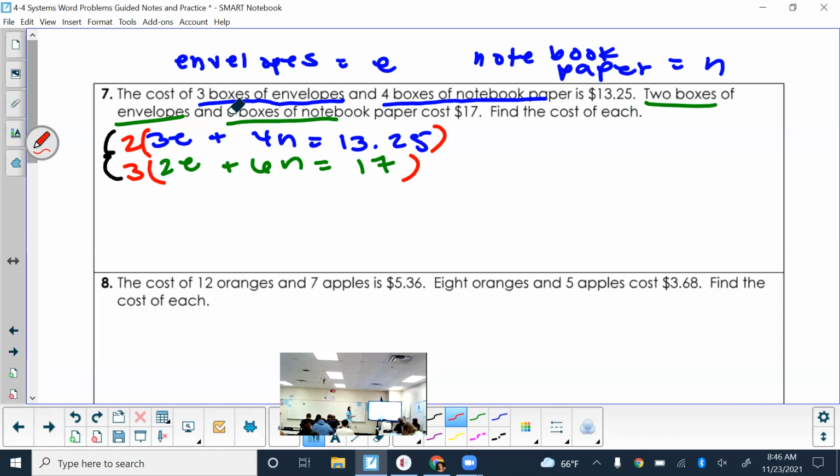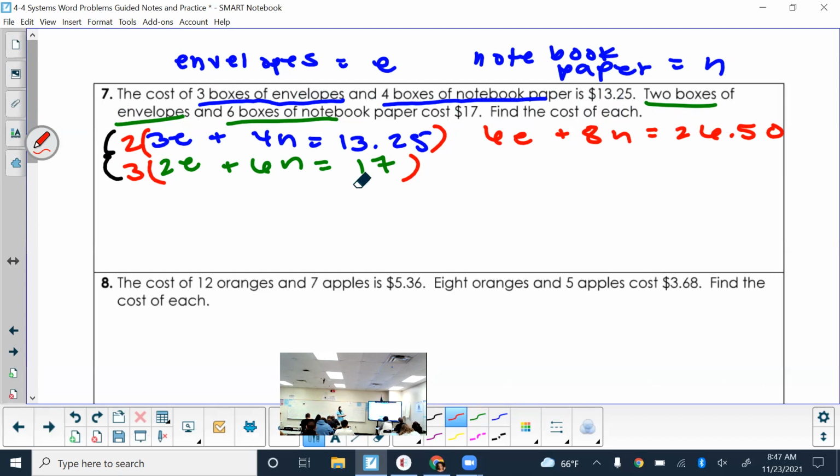All right, so then multiply it out. What's 2 times 3e? 6e. 2 times 4n. And 2 times 13.25. That one I can do in math. Good. All right, but otherwise you guys should all have calculators out. Don't let someone else use your calculator. You're gonna need your Chromebooks later anyway, so you might as well get them out now.